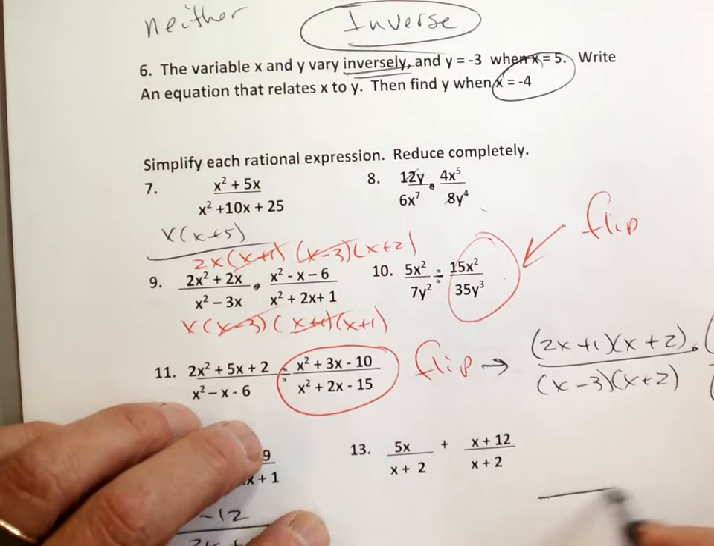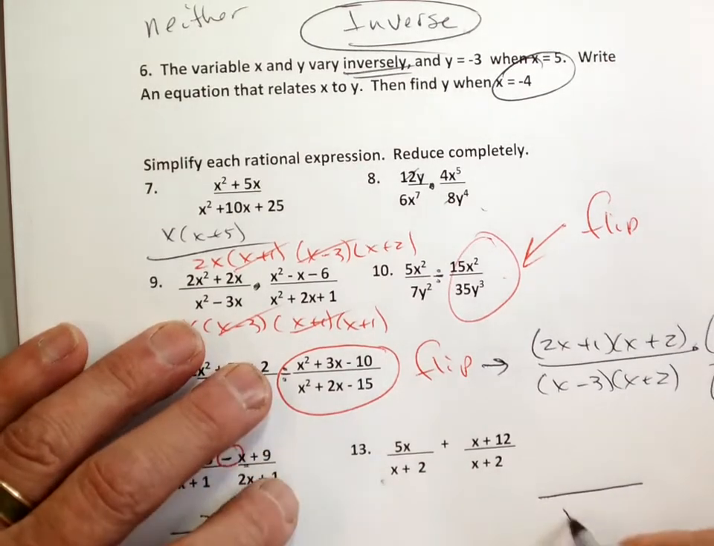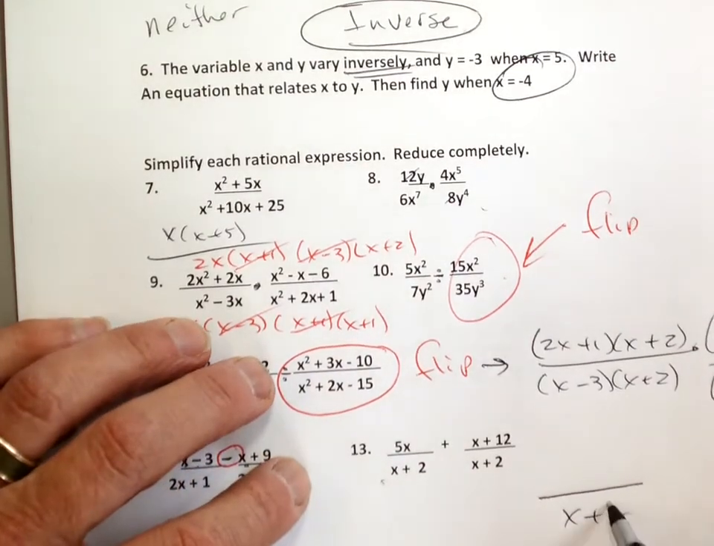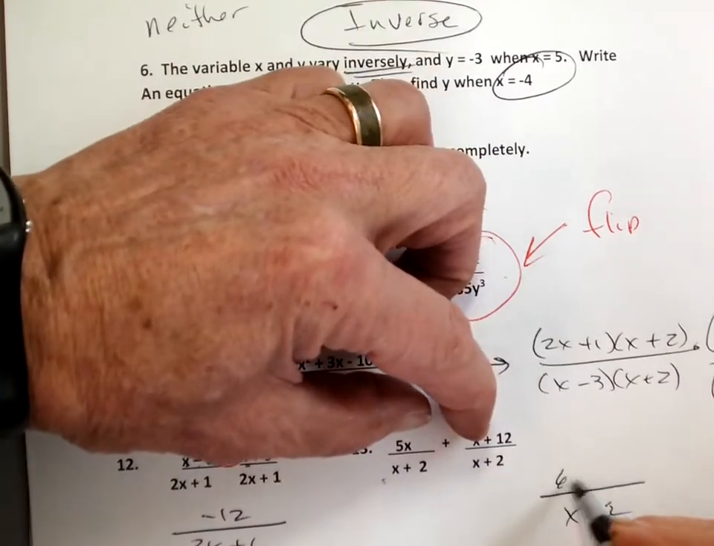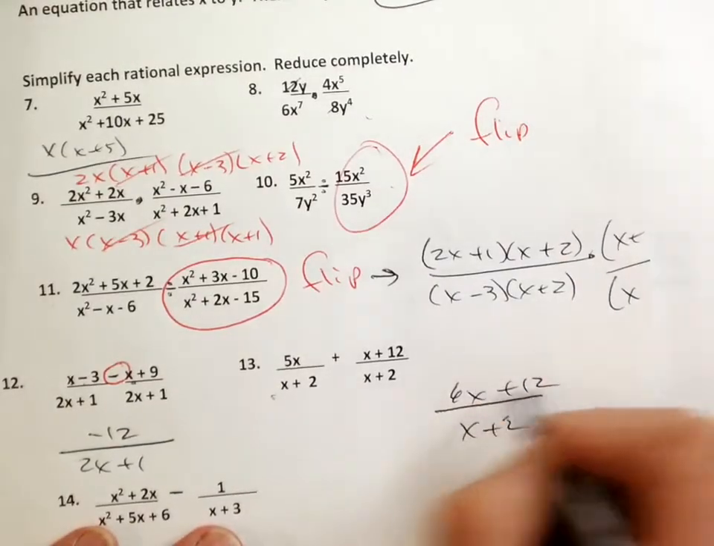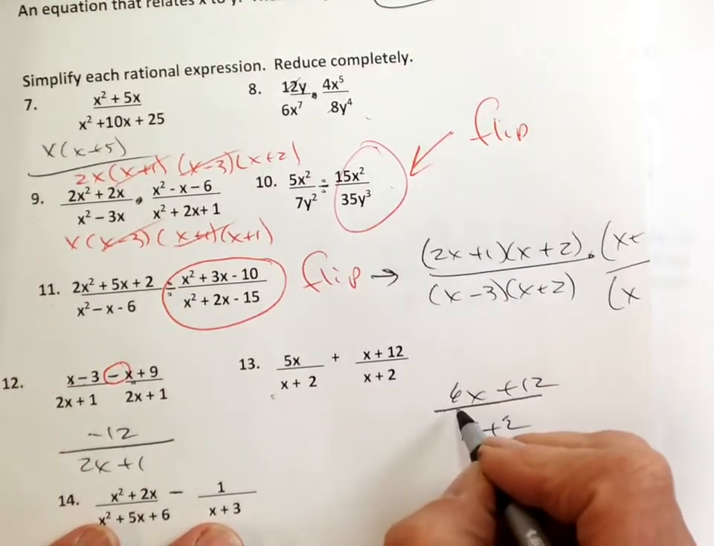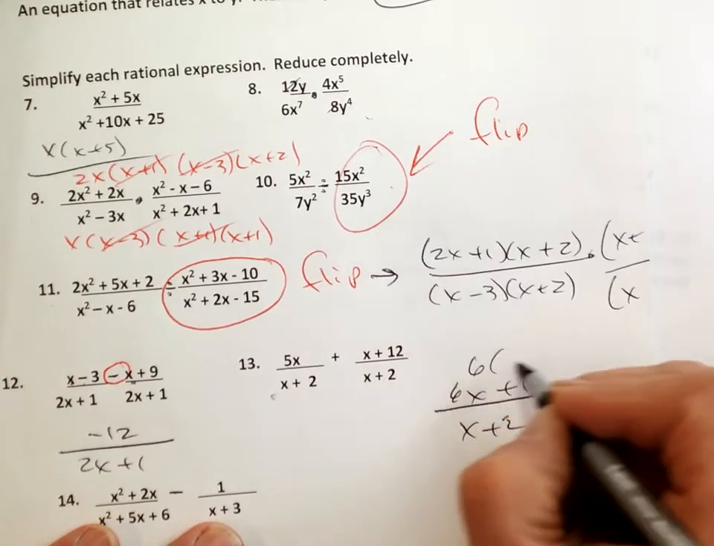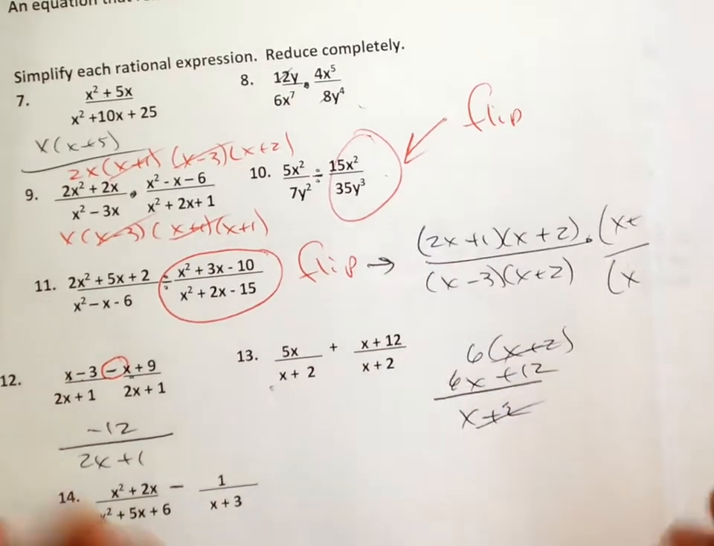13, they already have a common denominator, which is an x plus 2. And when I add, I'll get a 6x plus 12. But I think I can do more. I think if I were to factor out a 6, I'd have an x plus 2, and then I can cancel, cancel, okay?